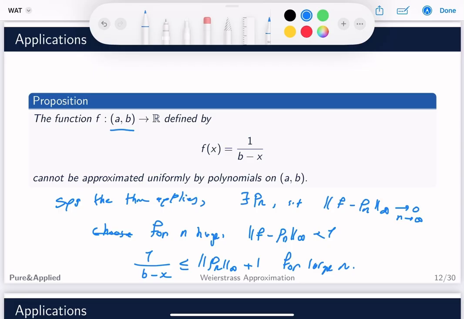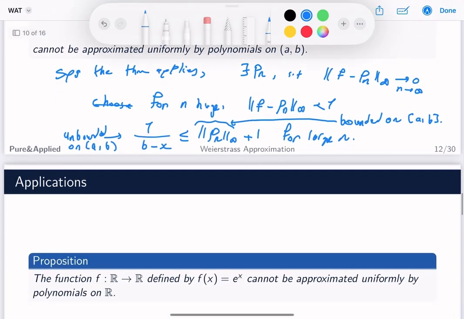When I speak of the sup norm, I mean a sup over (a, b), by the way. But this is impossible, because this is unbounded on (a, b), but this is bounded on (a, b). So this is a contradiction. So we cannot apply the theorem in this case. This is an easy way to see this.